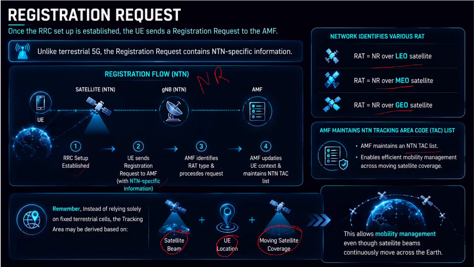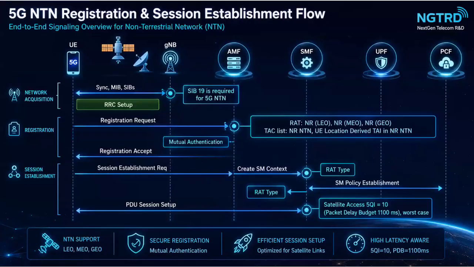AMF identifies the RAT type. It may be LEO, MEO, or GEO. And AMF updates the UE context and maintains the NTN tag list. So we have covered RRC setup and we have covered registration request.